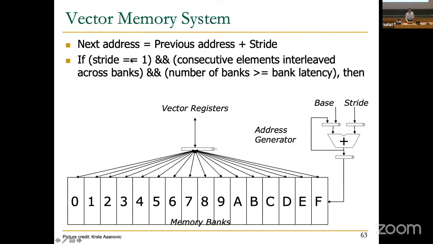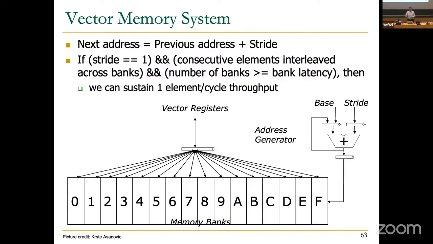If your stride is 1, and consecutive elements are allocated to different banks, in other words, in memory terminology, consecutive elements are interleaved across the banks, and the number of banks is greater than or equal to the bank latency, then you can sustain one element per cycle throughput. If any of these is not true, this equation gets broken and you cannot sustain that throughput. And I'm going to generalize the stride later on.